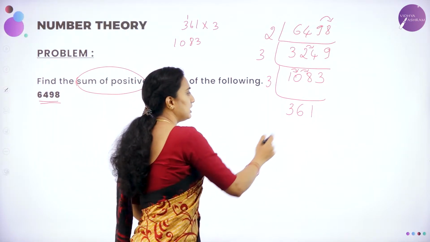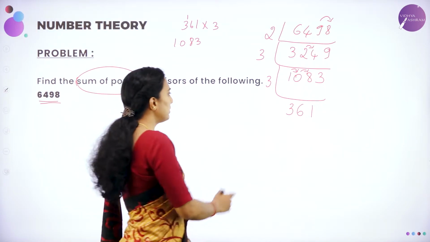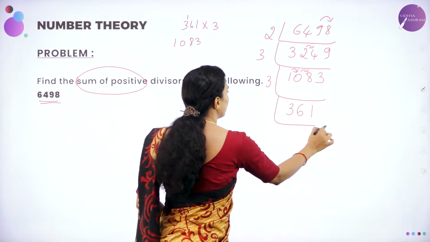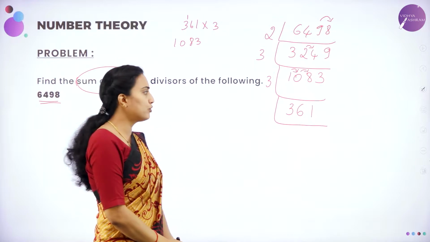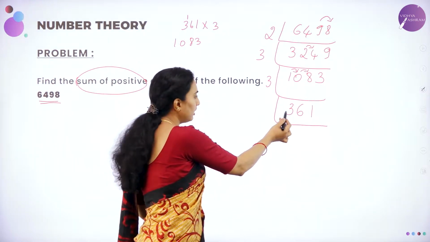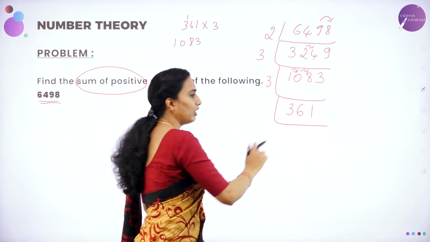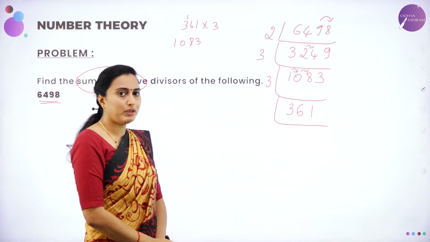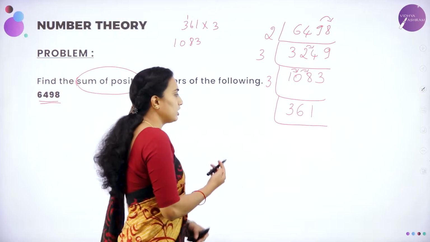Again, the number is ending with 1. So let me check out here. See dear students, if you check out here, the number ending with 1, if you divide it by 3, 3 ones are 3, 3 twos are 6, again 1 is remaining. So it cannot be divisible. You can check it out here.